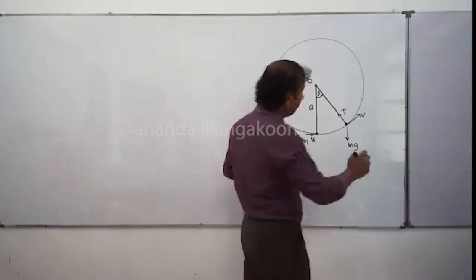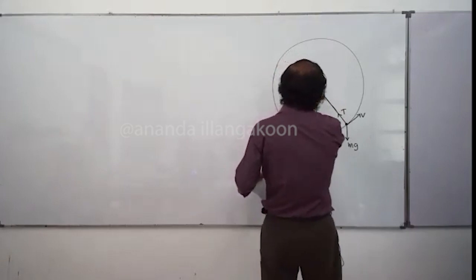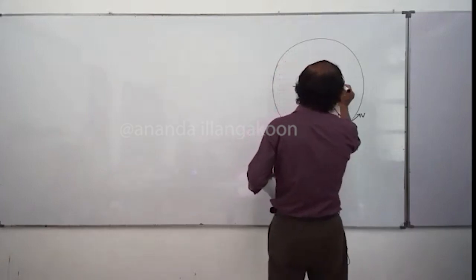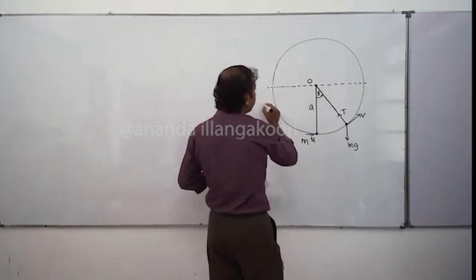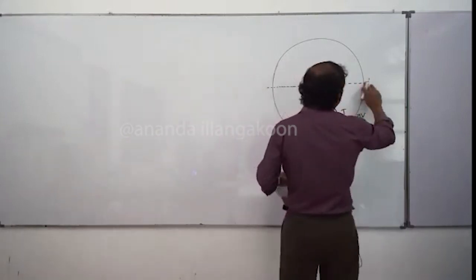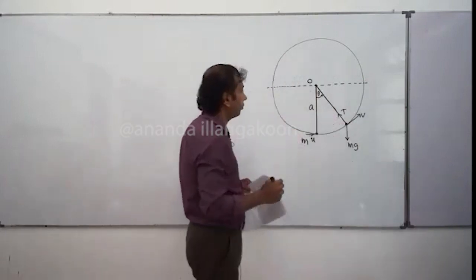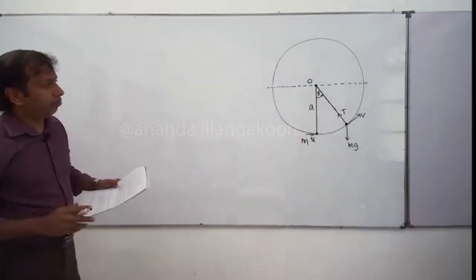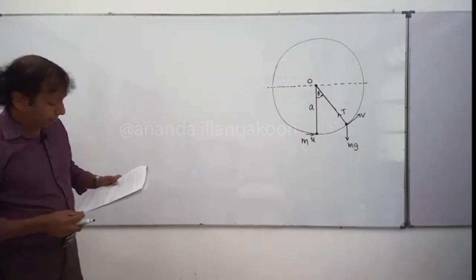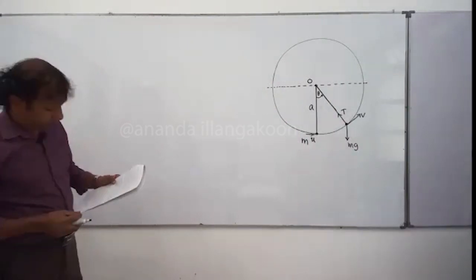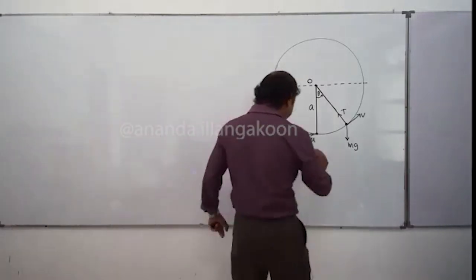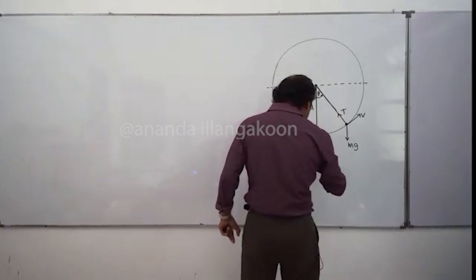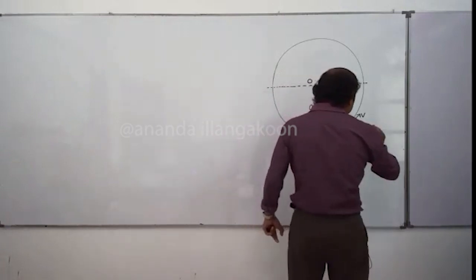And now the potential energy is zero at this level, I take it like this. Then I'm going to find the velocity v and the tension T. Right, this is the initial instant, and this is the instant with tension T.